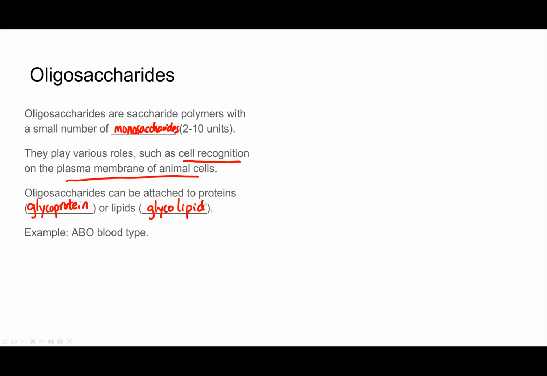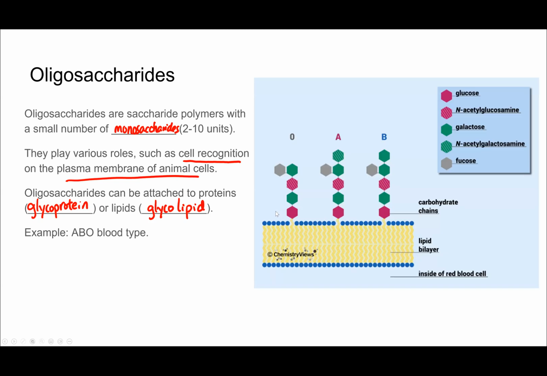An example of oligosaccharides is basically ABO blood type. If we look at this picture right here, we can see there are three oligosaccharides attached to the lipid. This is found in the cell membrane. The reason why people have different blood types is really because of this oligosaccharide. They're slightly different between people with type A and type B blood.